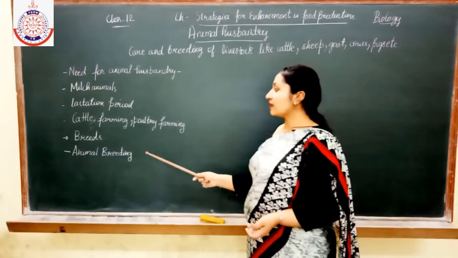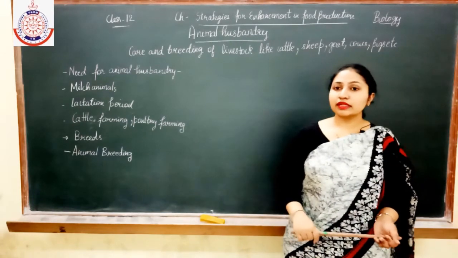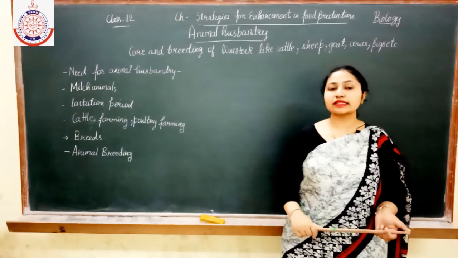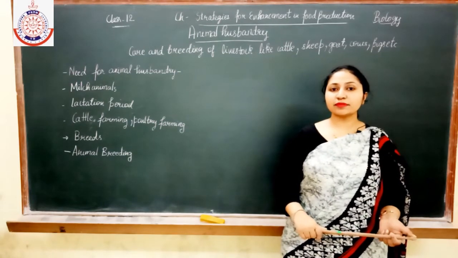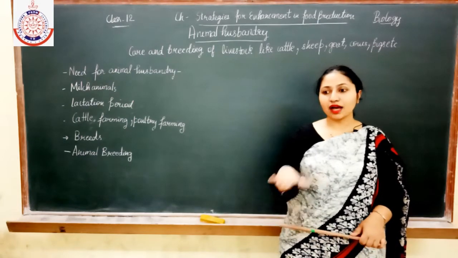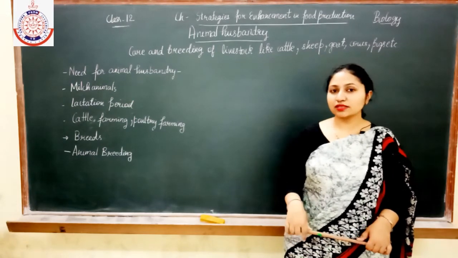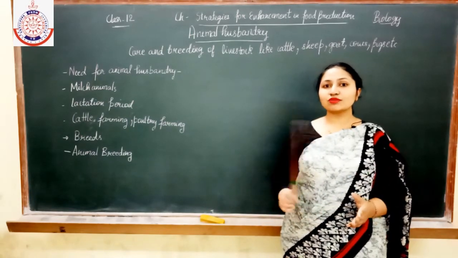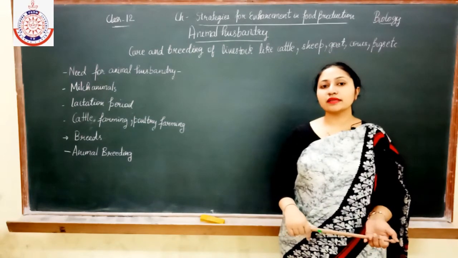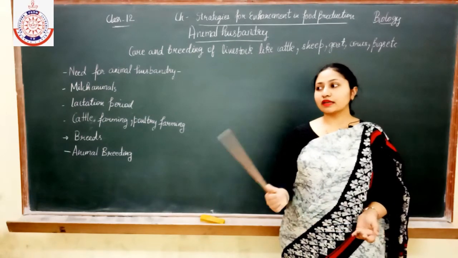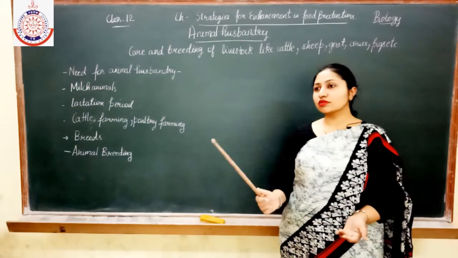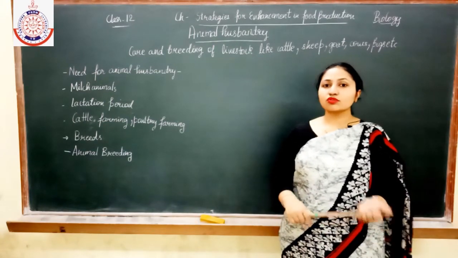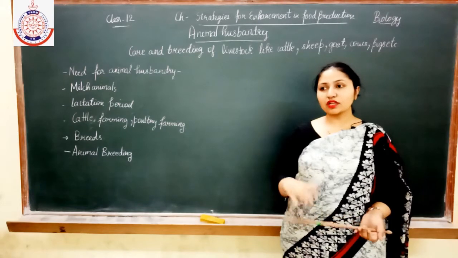Now next is animal breeding. There are three types of breeds. One is the indigenous breeds, or you can say the Indian breeds. Indian breeds means the breeds that are present in our country, known as indigenous breeds. And what are foreign breeds? Foreign breeds are those present outside the country. Exotic breeds is another name for foreign breeds. So the third category is the cross breeds.